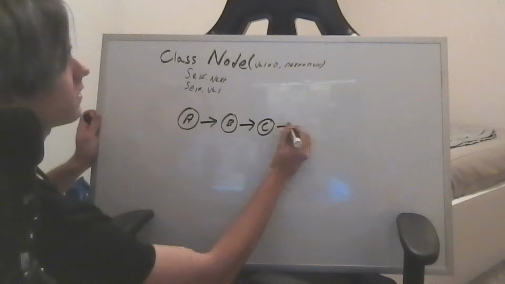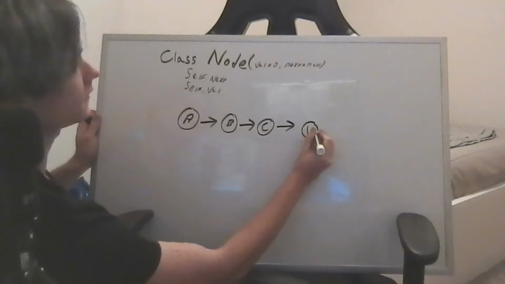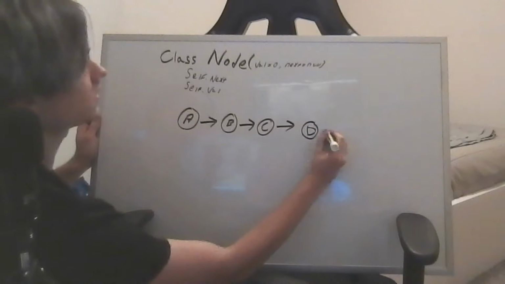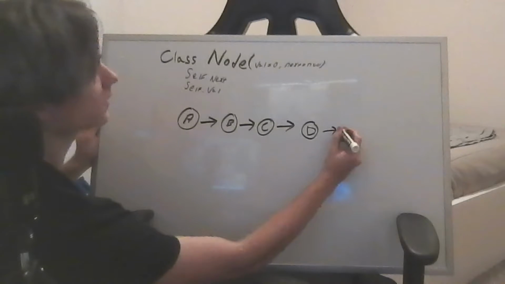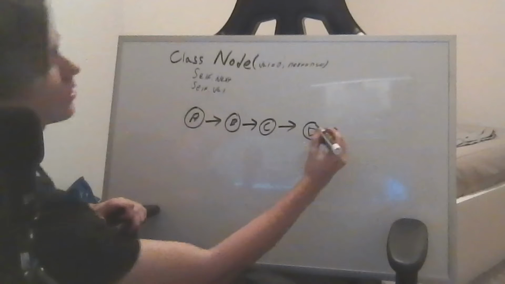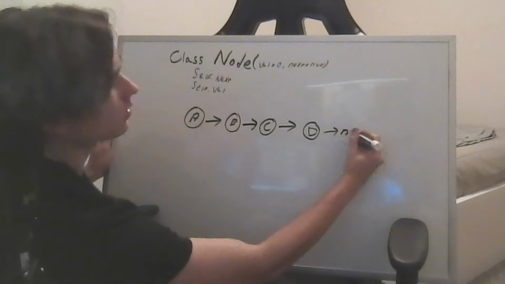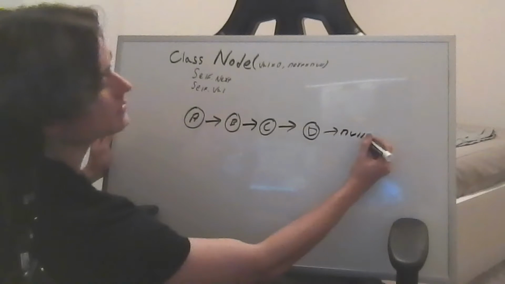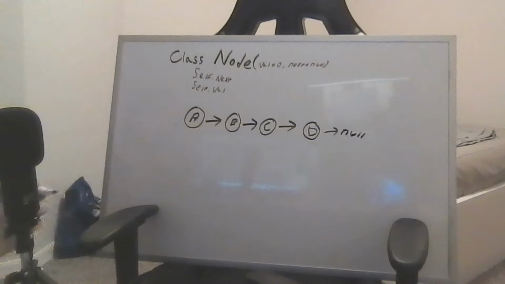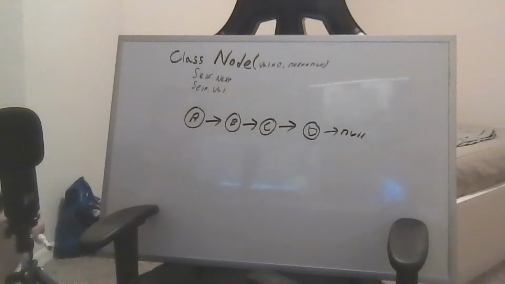C, and D. And then finally, we know we've reached the end once we reach the null. So the last item in a singly linked list will point to null, and that's how we will know we're at the end. So we're going to start with the iterative solution.